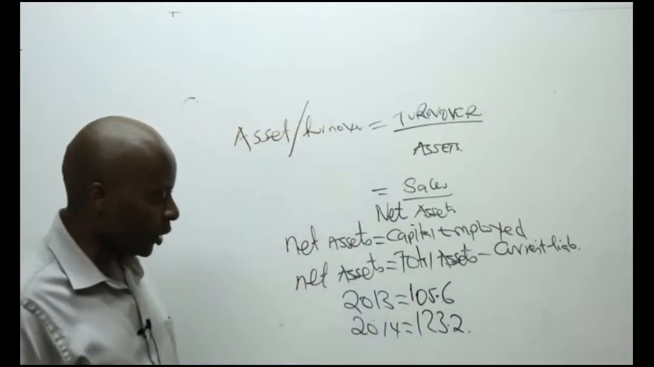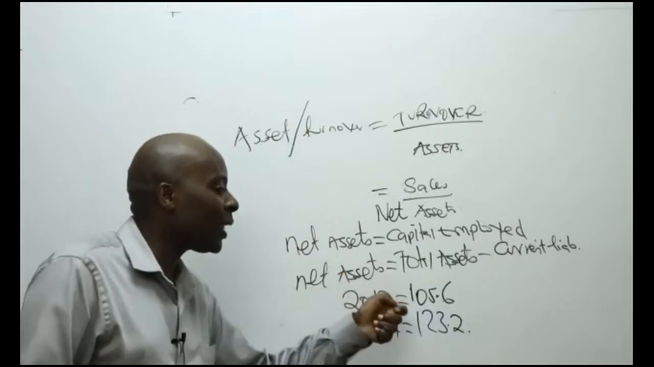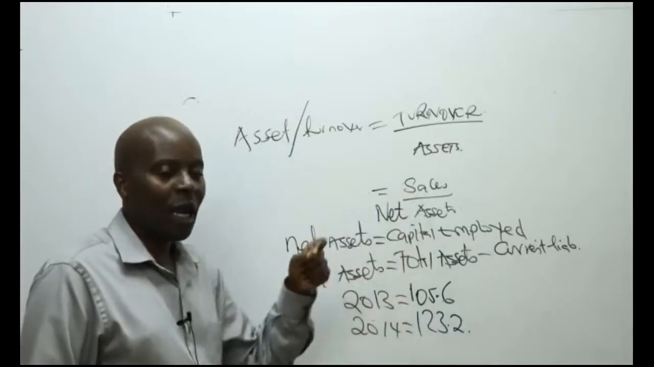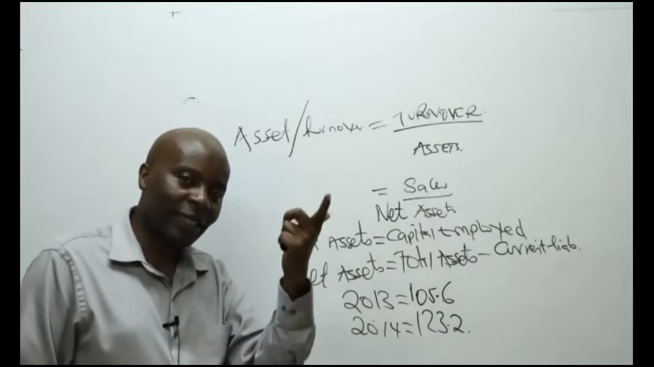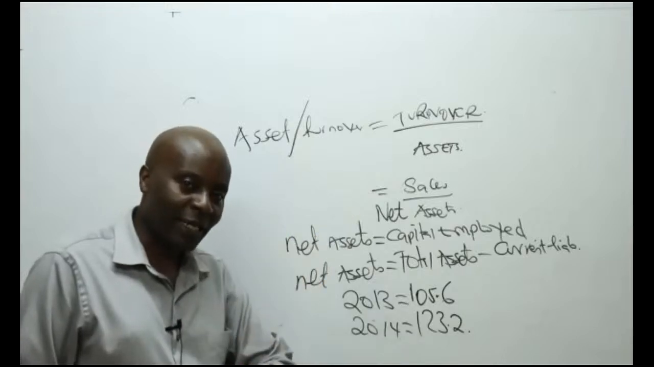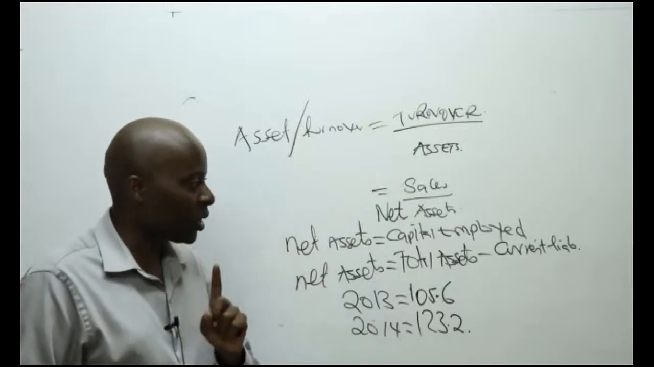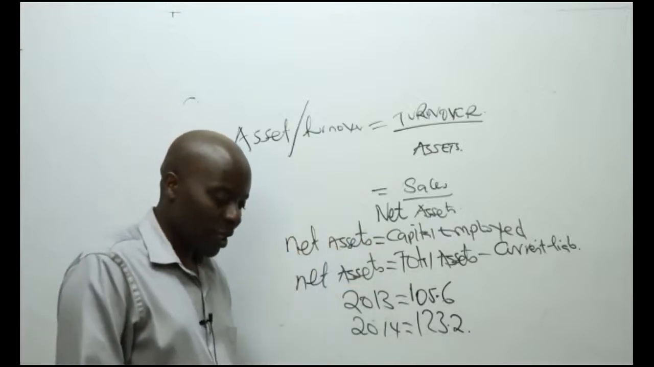123.2. Now, having gotten this, let's plug in these figures in the formula. The assets turnover: the turnover has to be on top. And remember, turnover is on top. The denominator, we have assets, but specifically the net assets. Net assets are the same as your capital employed, as Edith is telling us.